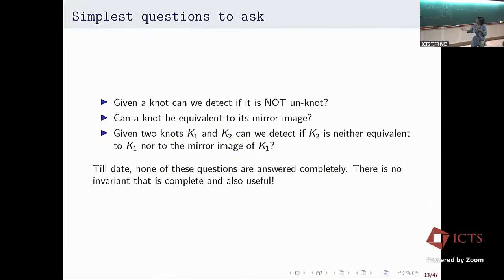So till date, there isn't any invariant which can completely answer this. There are theoretically some invariants, but then they are not that easy to compute. Even if you abstractly define something, if you want to really use it, given a knot, you should be able to compute it. Then only you can say that you found it. So there is no use if it only exists in theory.